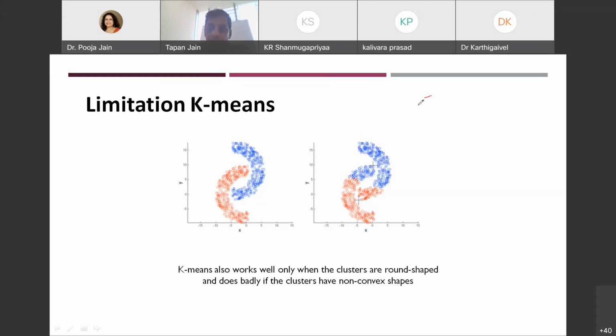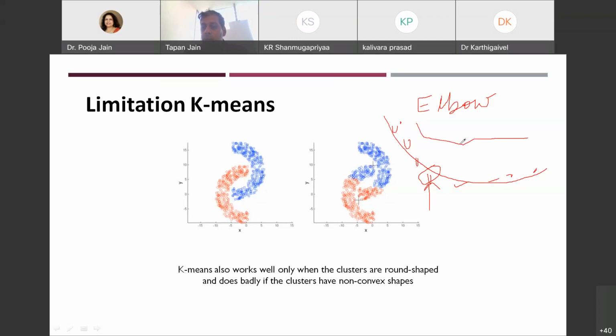One is the elbow method. You need to try different values of k and plot the distance curve. Suppose you take k equal to 2, 3, 4, 5, 6, 7, 8, 9, 10. Where the curve bends like an elbow, you take that value as the optimum number of k. So this is the first method, the elbow method.